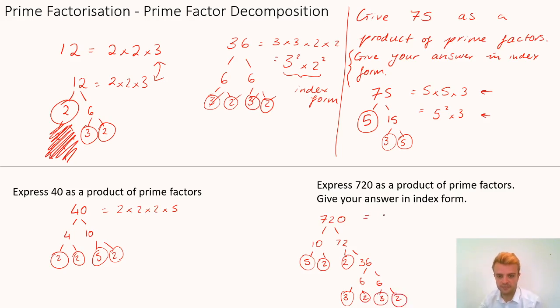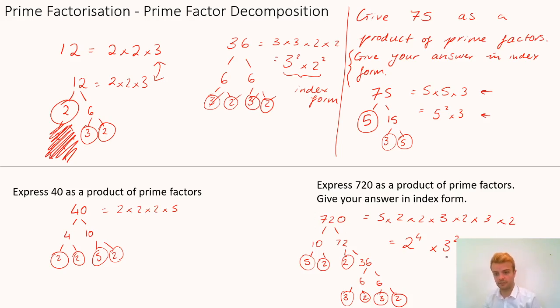Blimey, which means 720 is, if I just go from left to right, we've got 5 times 2 times 2 times 3 times 2, that's a 2 there, times 3 times 2. And if I condense that down, if I look for all the numbers that I've got more than one of, I've got 1, 2, 3, 4 2's, which are all multiplied together, which means that's 2 to the power of 4. I'm multiplying that by 3, but I've got 2 3's, so that's 3 squared, and I'm multiplying that by 5. So 720 as a product of prime factors in index form is 2 to the power of 4 times 3 squared times 5.